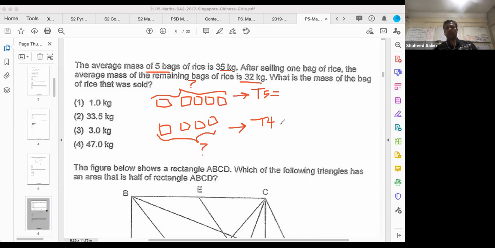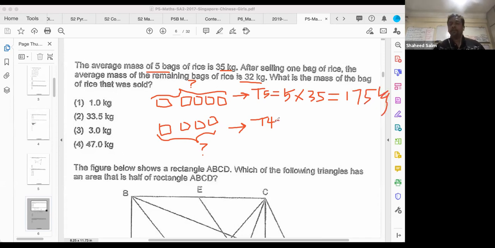No, that's not the answer. You've got to try it. What's the total of the 5 bags? Take 5 bags times 35, then you get a total of 175 kg. So the total weight of these 5 bags is 175.